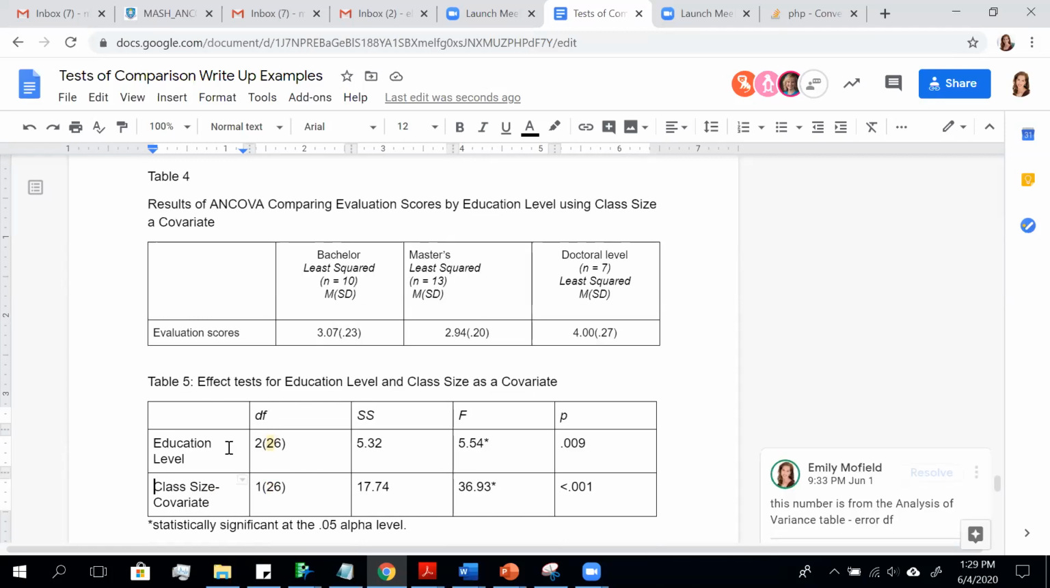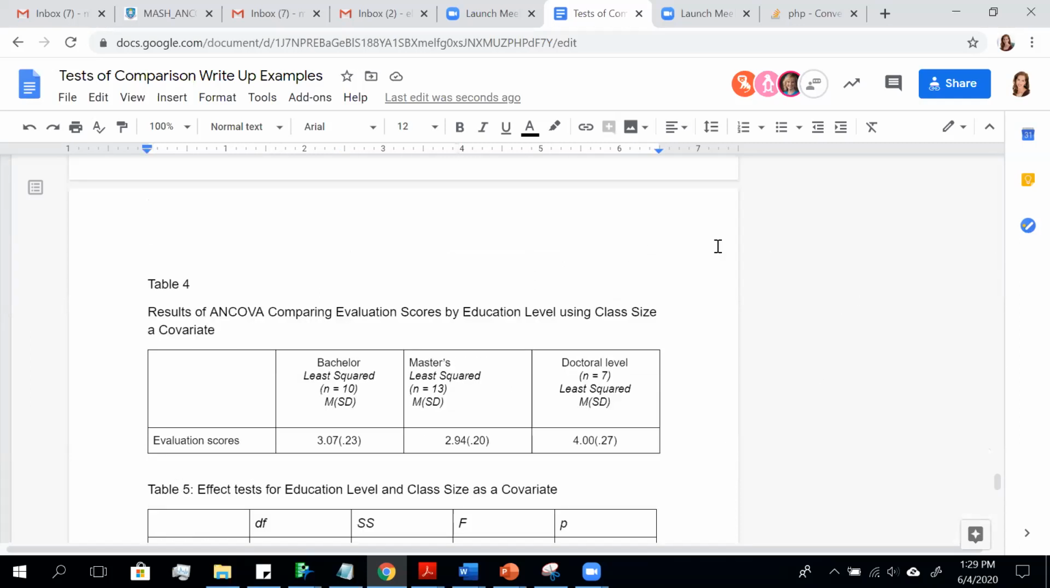Here, I'm basically showing that last effect size table. I'm putting the sum of squares, I'm putting the F. Remember, this second number here comes from the error DF in the analysis of variance table. That's where a lot of people get lost. But otherwise, this is copied straight from that effect size table.